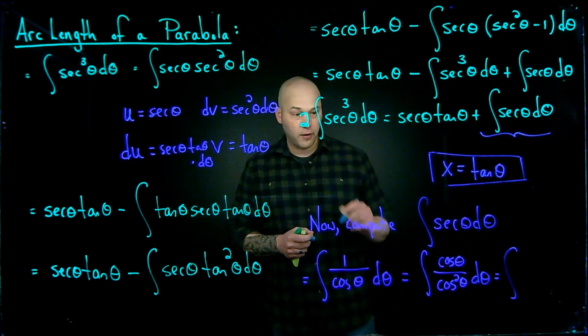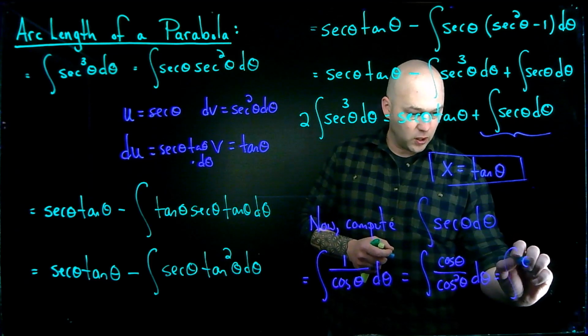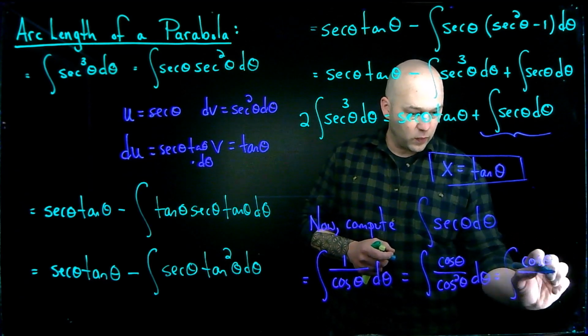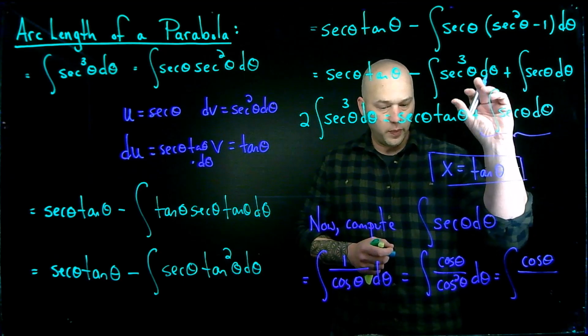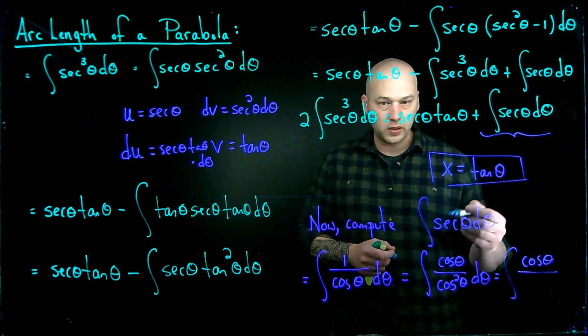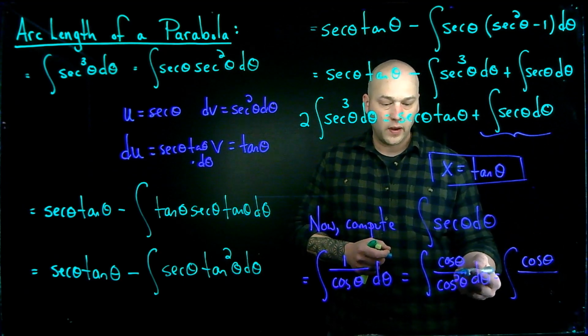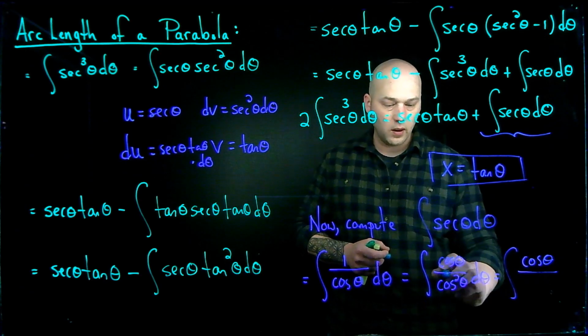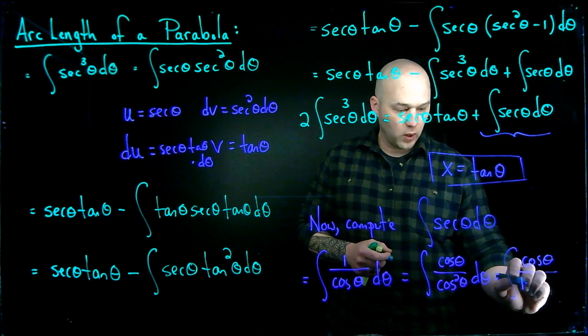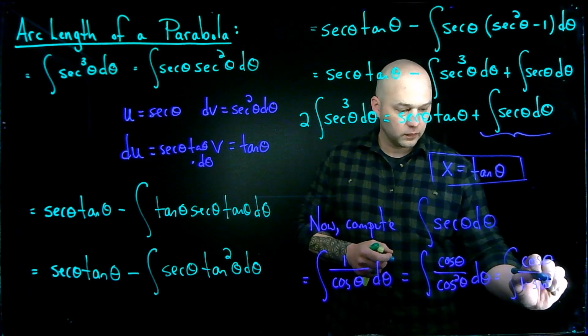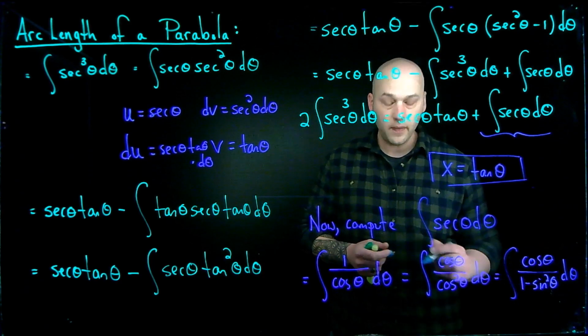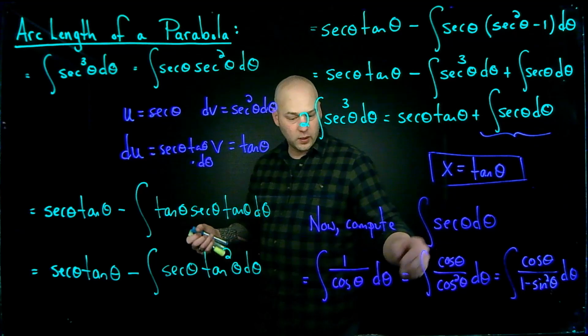Using a Pythagorean identity again, I can write this as cosine of theta over, I don't have it written up here anymore, but remember it was sine squared plus cosine squared is 1. So if I subtract sine squared, cosine squared is the same thing as 1 minus sine squared theta d theta. All right, and then what do I do with that?